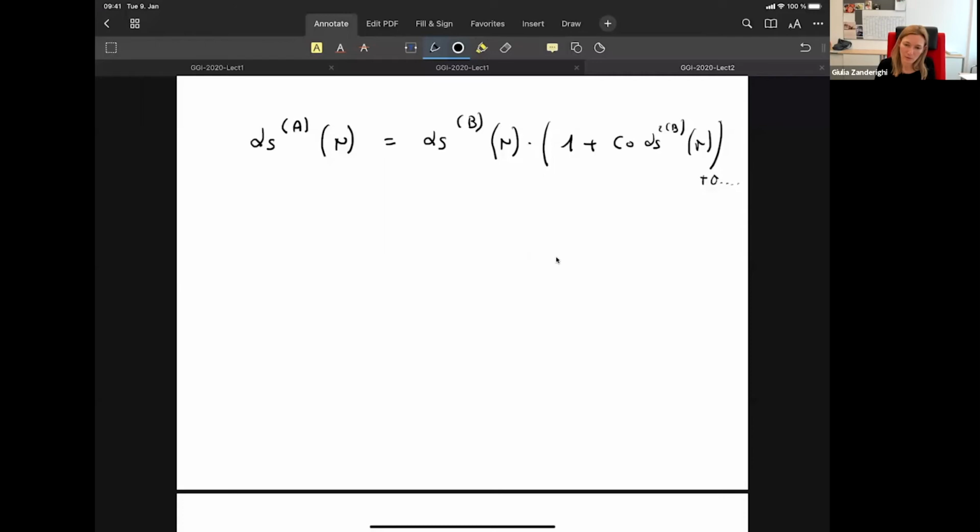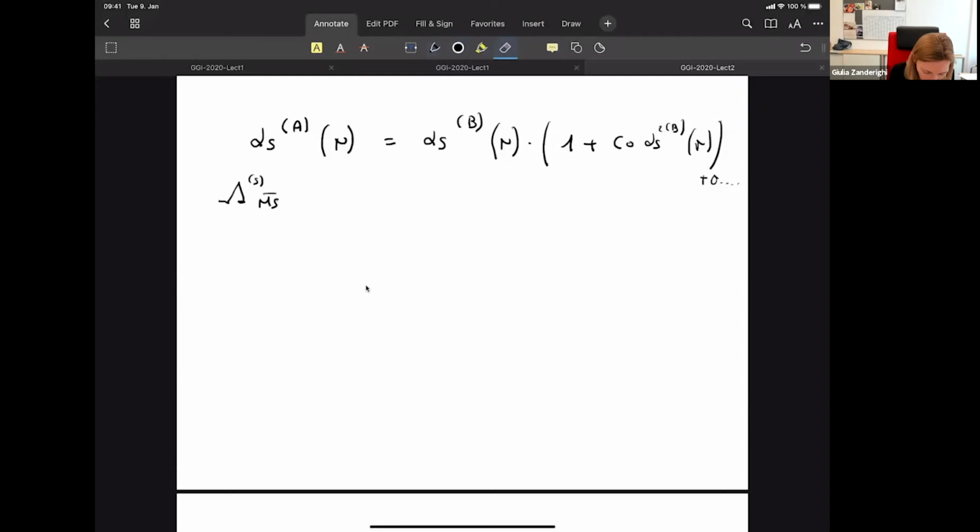Okay, thank you. Often you see lambda written as lambda with something. Let me finish. Often you see lambda with a five first. Often you see something like lambda five MS bar, which means lambda with five flavors in the MS bar scheme.